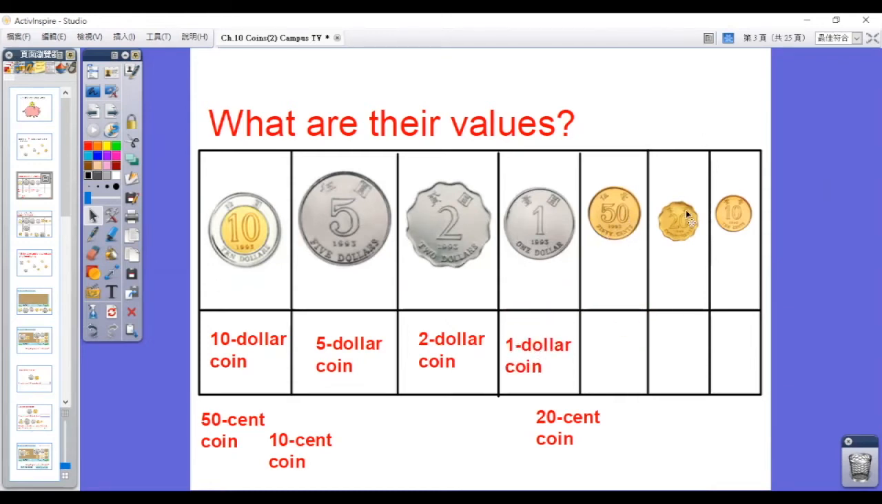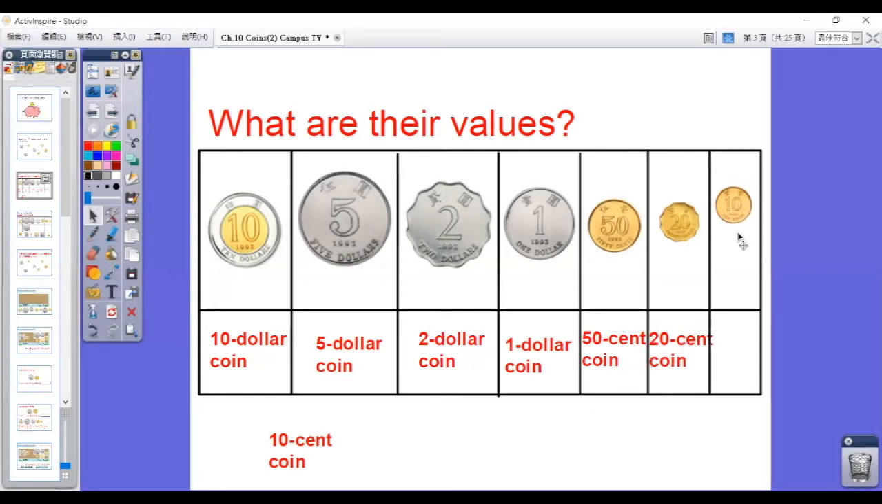The coins we have left, we call them cents, C-E-N-T, cent. So we tell their values by looking at the numbers on them. For example, this one, we see 50. So it is a 50-cent coin. The next one, yes, it is a 20-cent coin. And the last one, you see number 10 on the coin, so it is a 10-cent coin. Good job.